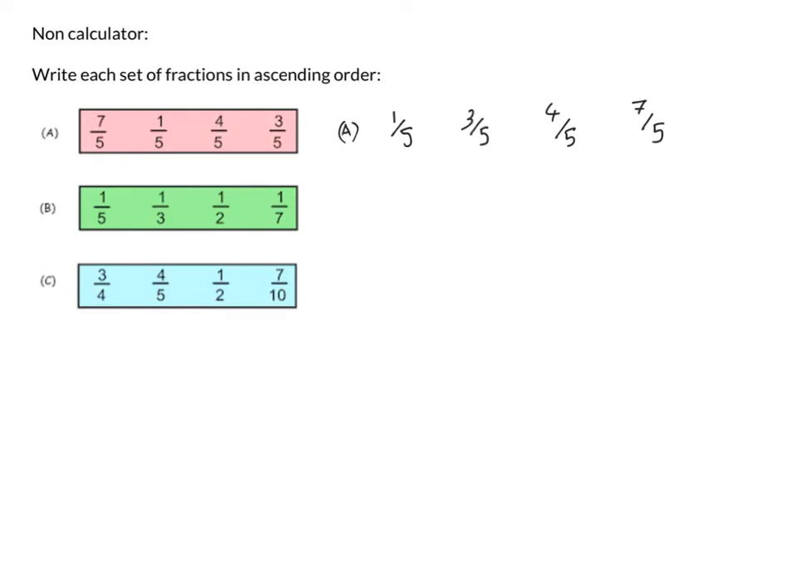Now, that hopefully won't come as a surprise to any of you if you think of a bar split up into 5 bits. 1/5 means I've got one of those coloured in, 3/5 is 3 of them, 4/5 is 4 of them, and then 7/5 means I've got the whole bar plus 2 extra boxes.